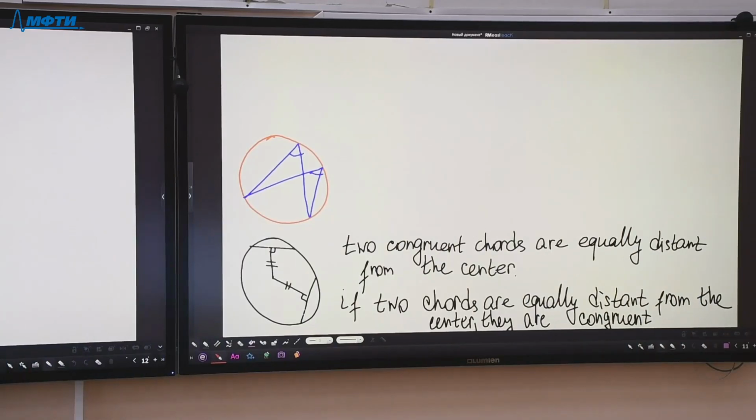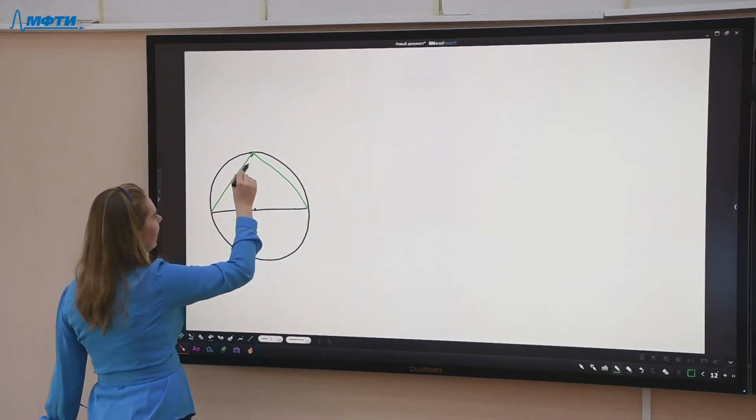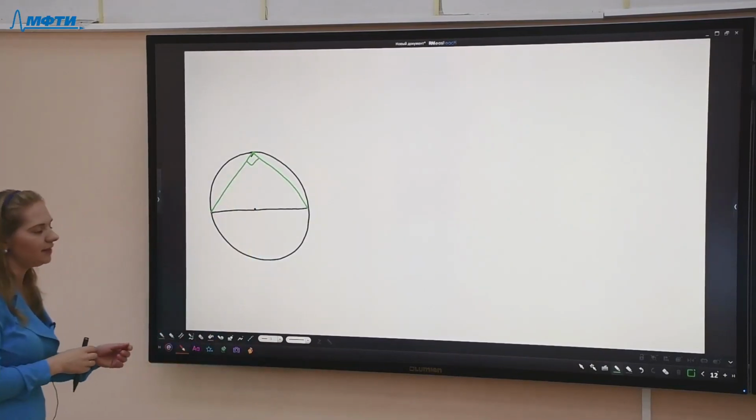And if we take an inscribed angle, and the corresponding arc is a semicircle, so this is a diameter, and we consider this inscribed angle, we can be sure that this inscribed angle is a right angle.